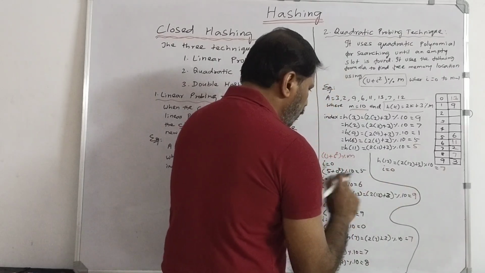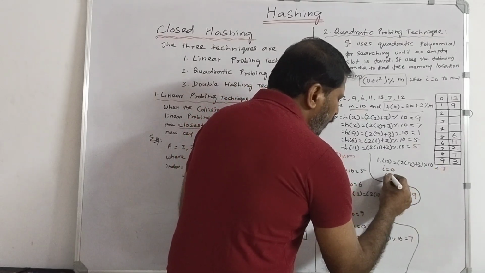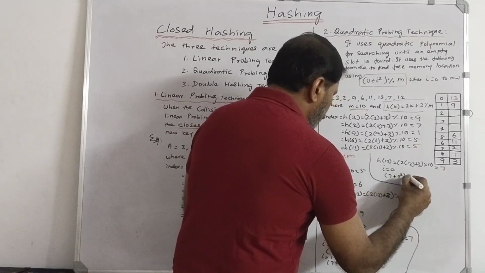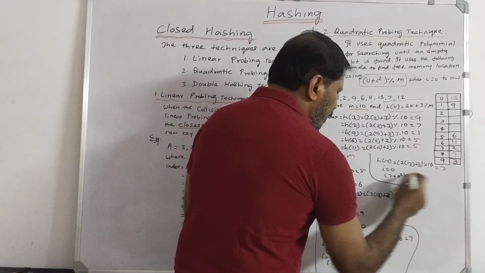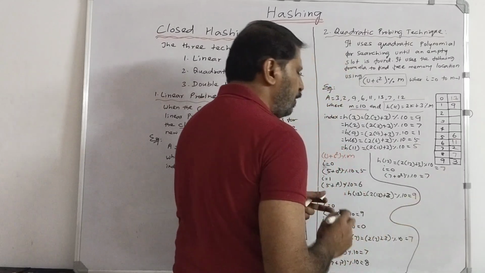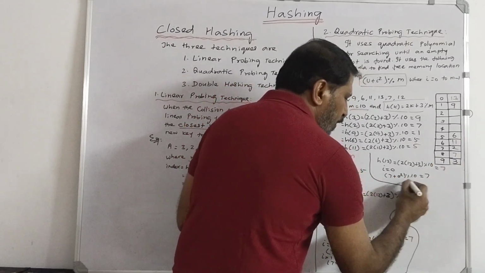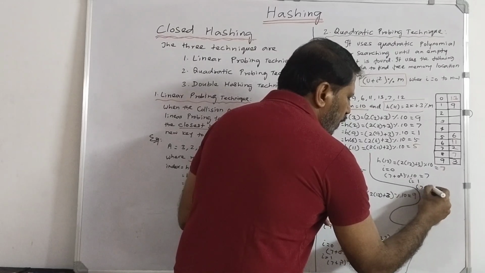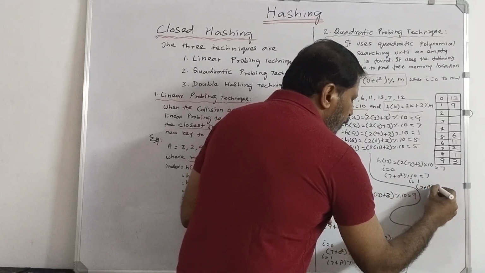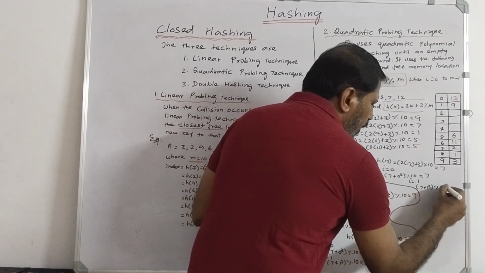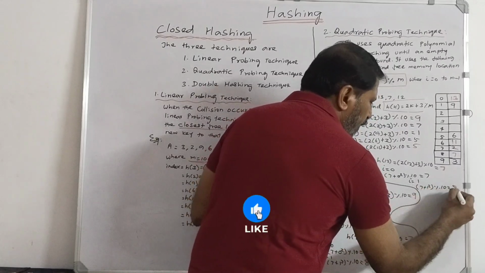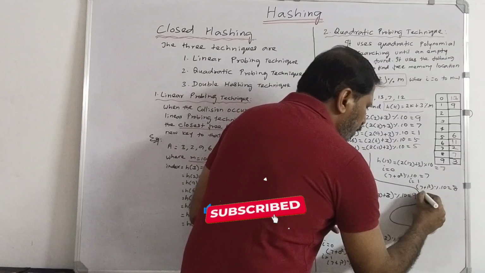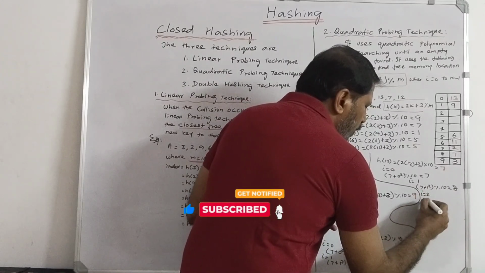i equals 0. 7 plus 0 square modulo 10 is 7, and 7 is already filled, so i becomes 1 now. 7 plus 1 square modulo 10 is 8. So 8 comes, and 8 is already filled. So i becomes 2 now.